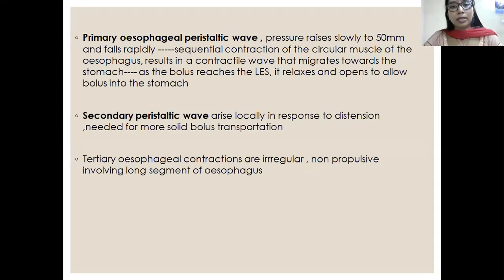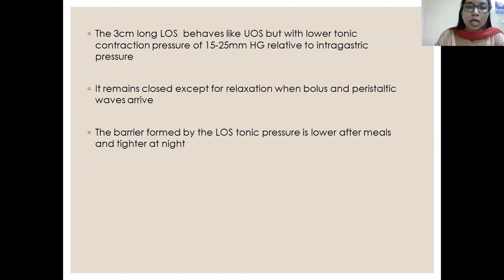There is also a secondary peristaltic wave which arises in response to distension of the esophagus. This is for more solid bolus transportation. There is sometimes also a tertiary peristaltic wave. It is very irregular, it is not very propulsive, and it involves a long segment of the esophagus. The lower esophageal sphincter is 3 centimeters long. It has a pressure of 15 to 25 millimeters of Hg, like we have seen. It remains closed except when it relaxes to allow the bolus from the esophagus into the stomach.